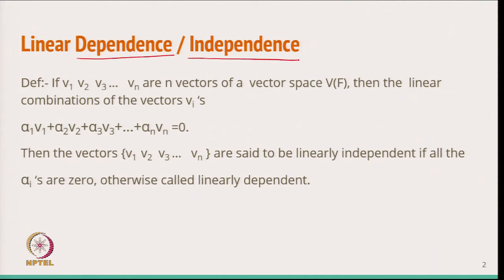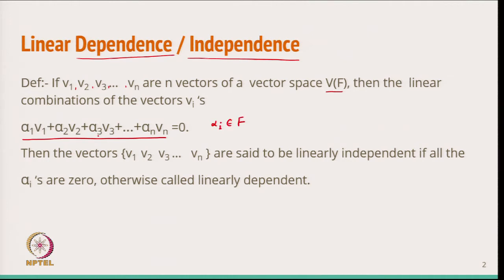Suppose I have n vectors coming from a vector space V over the field F. So I am choosing V1, V2, V3, up to Vn as n vectors of the vector space V defined over the field F. Then I take the linear combination of the vectors: alpha 1 V1 plus alpha 2 V2 plus alpha 3 V3 and so on, up to alpha n Vn, equal to 0, where the alpha i's belong to the field F.